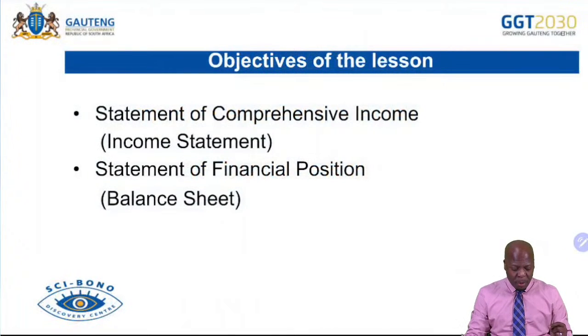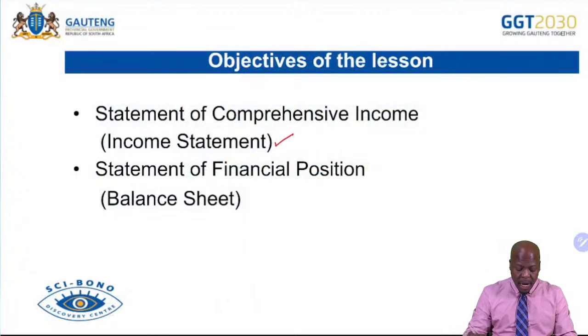In today's class, I'm going to be focusing on the statement of comprehensive income, that is your income statement. And I will also look at the statement of financial position. We're talking the balance sheet. So these are the two statements that I'm going to be focusing on today. Make sure that by the end of today's class, you understand these two statements. I will explain them slowly. I will make sure that I explain every important aspect, and I want you to engage with me. So you have to have a calculator, as I said earlier on. You must have paper to write on, and you must also be able to follow through.